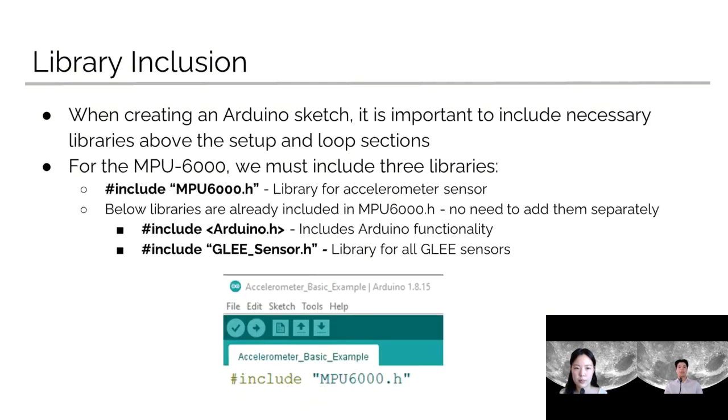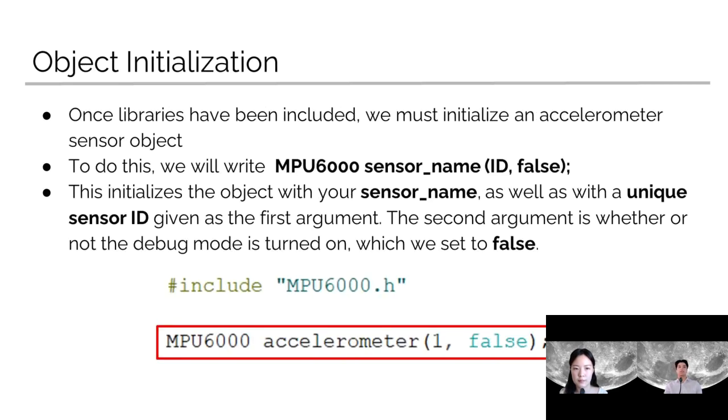So next, we're going to be talking about library inclusion. So Yvonne, which libraries will we be using for the sketch? We will be using three libraries for the MPU 6000, and the first one is the MPU 6000 library, and also we have the Arduino and GLE sensor libraries, and we only need to explicitly include the MPU 6000 library because the other two libraries are already included, and so we don't need to add them separately. And now that we have those libraries included, we can move on to initializing our objects.